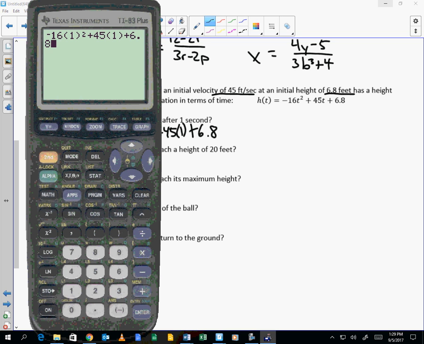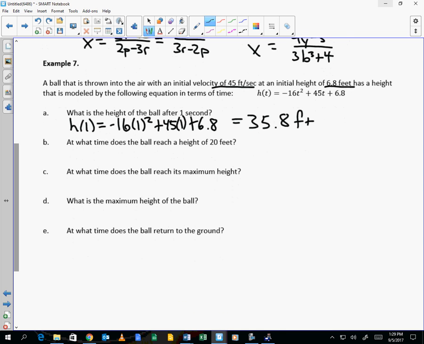If you just plug it in exactly like it looks, I'll give you the answer. 35.8. What's my label? Feet. Second question: at what time does the ball reach a height of 20 feet? Yeah, so 20 is equal to negative 16t squared plus 45t plus 6.8.